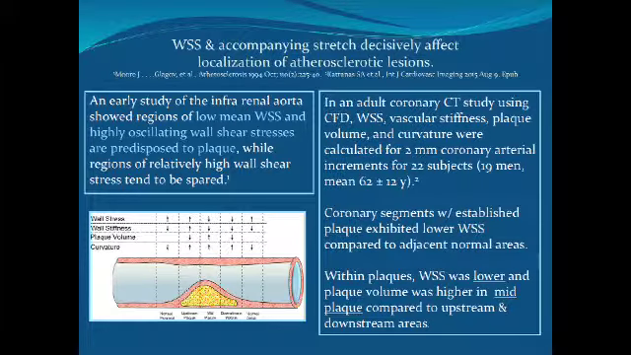Another interesting study, just to really prove to me that yes, everybody thinks that low wall shear stress is associated with plaque. There was an early study of infrarenal aortas, and people are always looking for surrogates for the coronaries. Coronaries are hard to image. The heart's moving, the coronaries are moving, they're really tiny. So they looked at the infrarenal aorta for plaque, and again, low mean wall shear stress and high oscillatory shear index predisposed to plaque. The regions that have high wall shear stress are relatively spared.